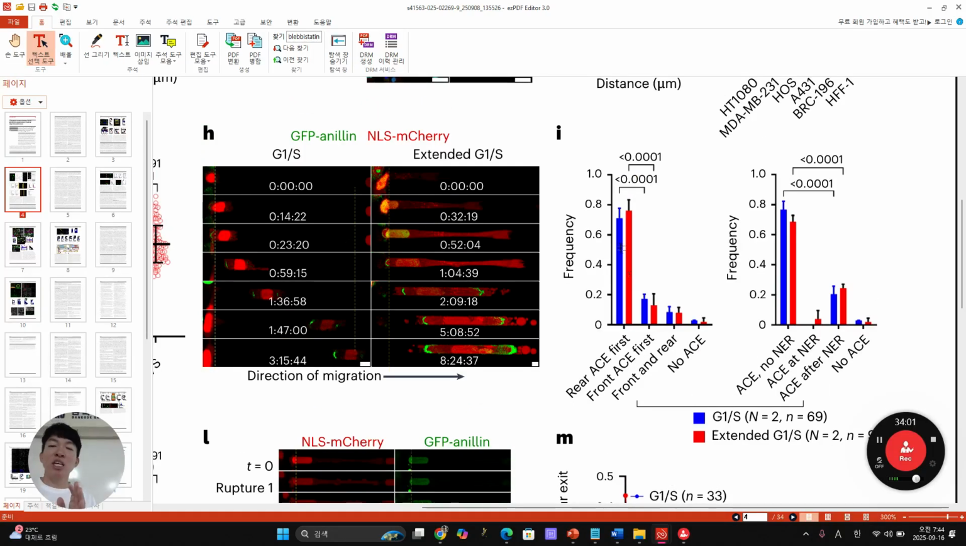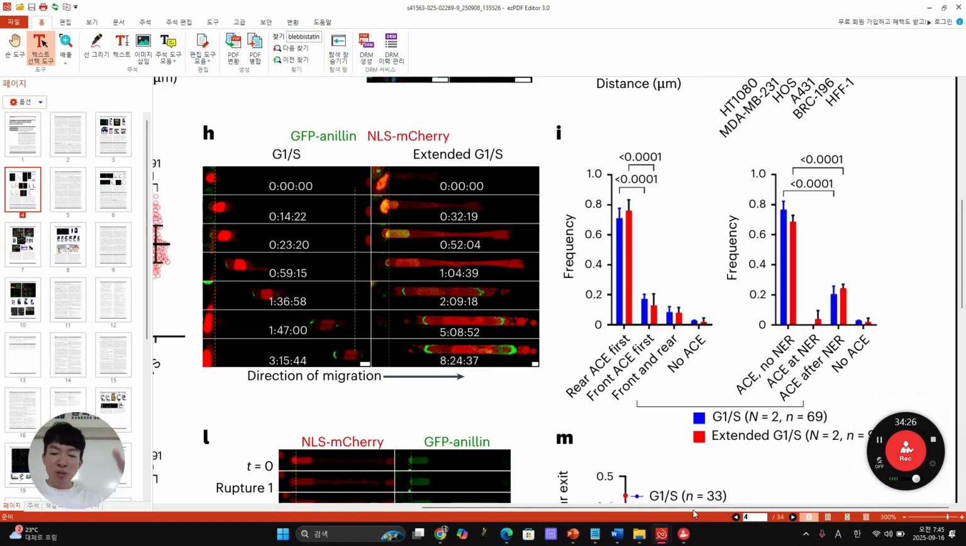So for this kind of quantification, when you do live imaging, you have to think about what the best quantification is, and you try to quantify like this: frequency, and then whether NER is first or ACE is first. So why are they checking NER and ACE? Why are they doing this experiment? They want to know which one is first, which one is later.